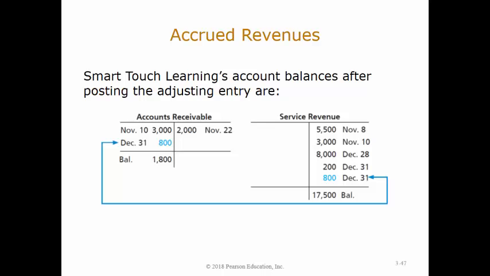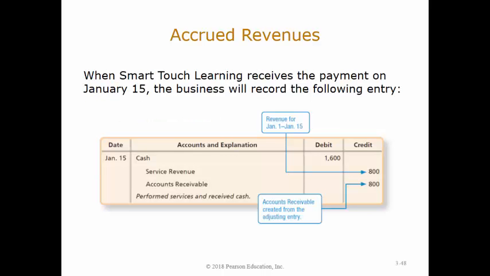Smart Touch Learning did not record cash because the business has not yet received payment on the services provided. The cash will not be received until January 15th. Without the adjustment, Smart Touch Learning's financial statements would understate both an asset, accounts receivable, and a revenue, service revenue. The adjusting entry on December 31 records revenue earned for half a month and also creates an account receivable.